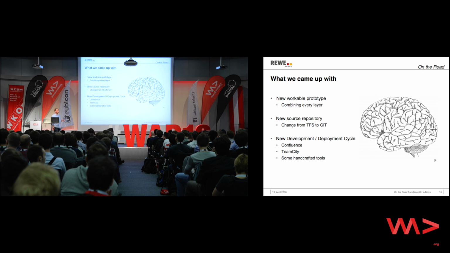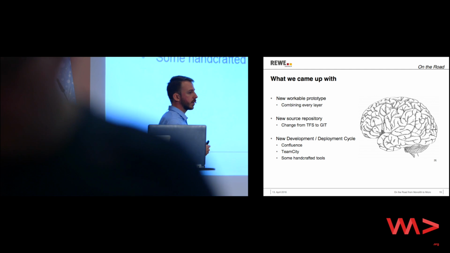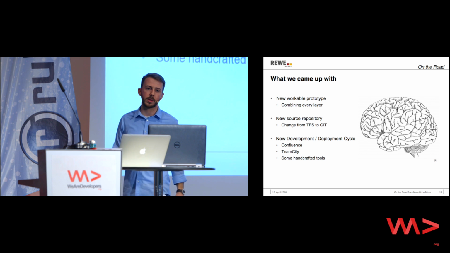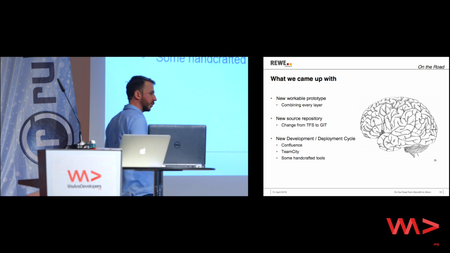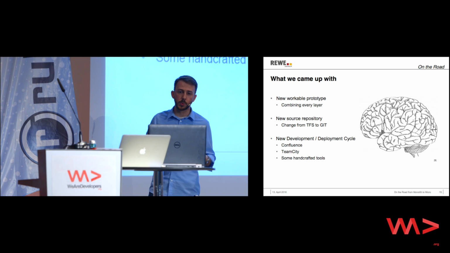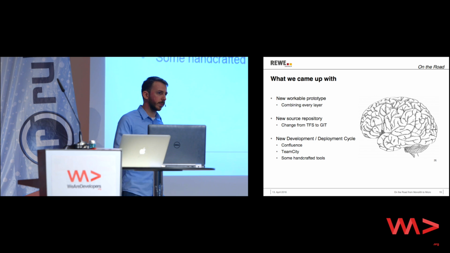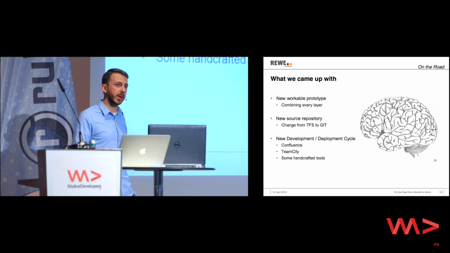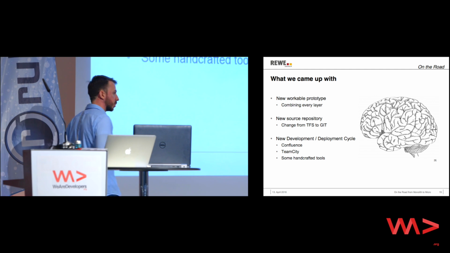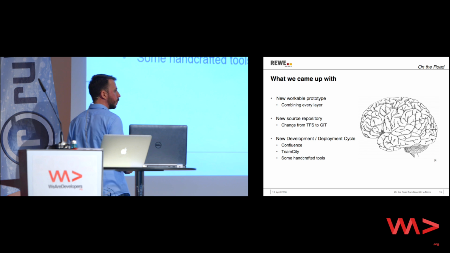So what we came up with after some 2 or 3 months was a workable prototype, which was combining every layer we planned to do. And we saw that our old code repository, which was TFS, doesn't work with us anymore in this kind of environment, and so we changed to Git. Changing to Git also meant that we had to think about our development cycle and our deployment cycle, and so we had to re-architect that as well. In the end, we came up with a mix of providing information in Confluence for everybody and automating the information we stored there with some handcrafted tools into our development cycle, and then deploy by TeamCity.